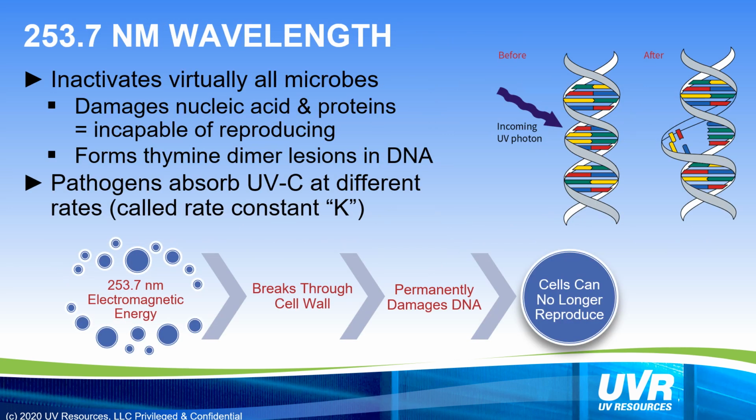What happens at the 253.7 nanometer wavelength is that energy, the photon that is coming out of that lamp, actually breaks through a cell wall and gets into the DNA, RNA of a product. And it starts to damage the nucleic acids and proteins and makes them incapable of reproducing. We actually cause these things called thymine dimer lesions in the DNA. You can kind of see it over here on the right-hand side. All on the same strand, breaks apart and causes this lesion. The 253.7 permanently damages it. That cell can no longer reproduce, cannot feed, it dies.